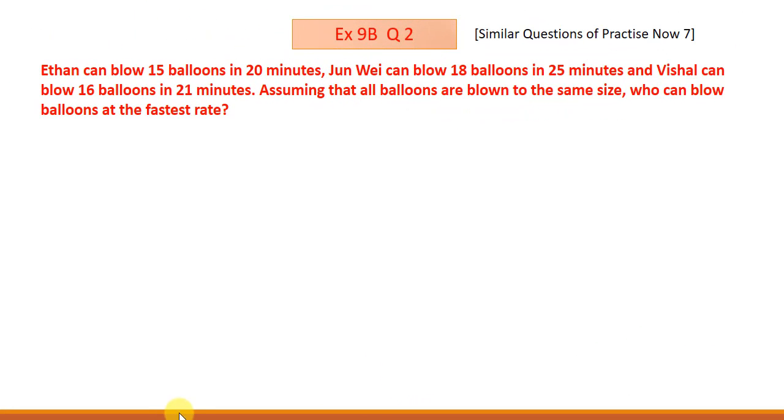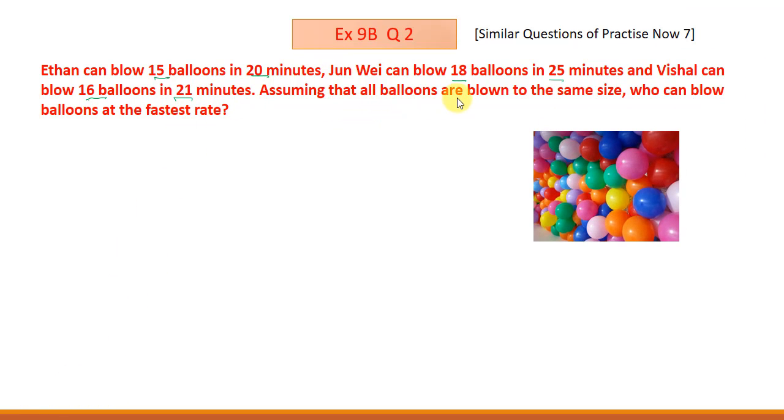Now we will start question number 2. Ethan can blow 15 balloons in 20 minutes. Junvi can blow 18 balloons in 25 minutes, and Vishal can blow 16 balloons in 21 minutes. So assuming that all balloons are blown to the same size, who can blow the balloons at the fastest rate? Now we will start our solution.